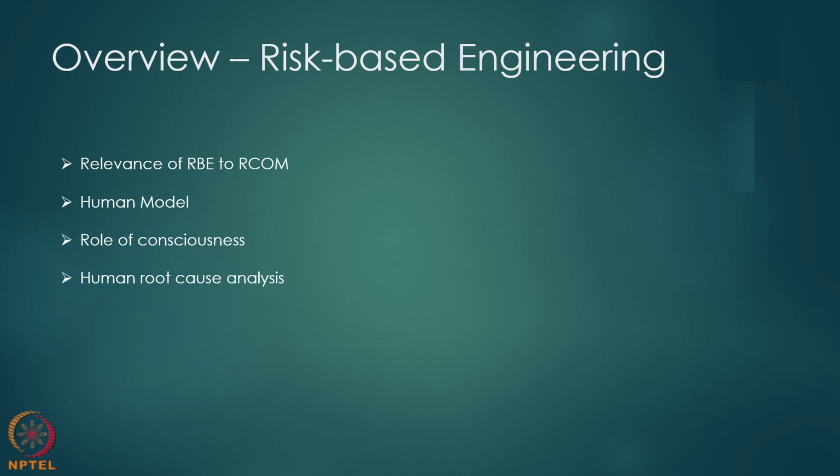And here we have an overview. The relevance of risk-based engineering to RCOM we have discussed. The human model we have discussed. The role of consciousness we have gone through, because when we talk about risk consciousness, what consciousness means is probably important. And then human root cause analysis is required, because it is a tool we use for hardware root cause analysis, and for humans we come back to human error or some two-three words. No, that is not enough. We should go into details of why the human caused that type of slip, why they made a mistake, what were the factors that governed it, and further down, so as to understand the basic fundamental cause of human error.